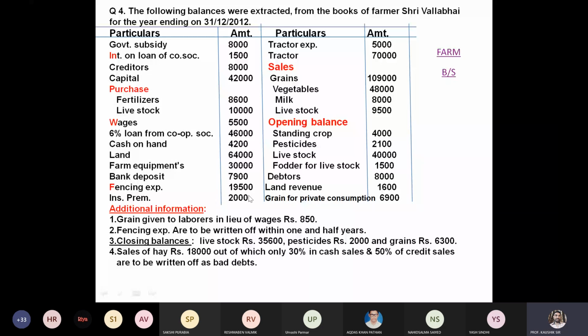Fencing expenditure is to be written off in 1.5 years, so 1 year and then half in the next year, that makes 1.5, divided by 1.5. What amount comes? Let me know the amount. 19,500 divided by 1.5 is 13,000. 13,000 multiplied by 1, amount remains same. So 13,000 rupees will be debited to the farm account.